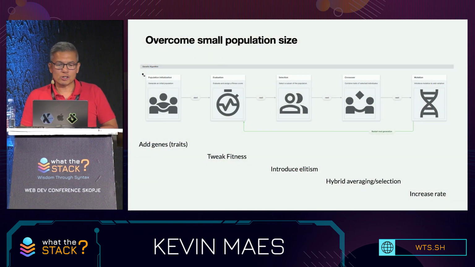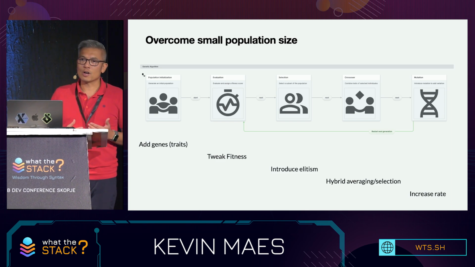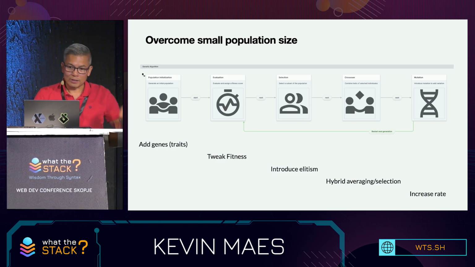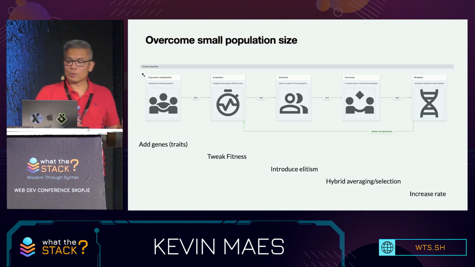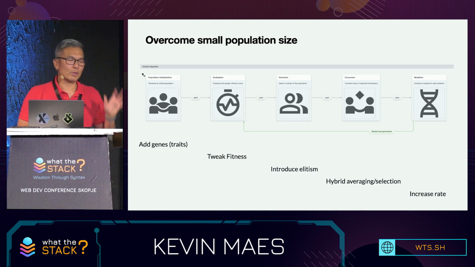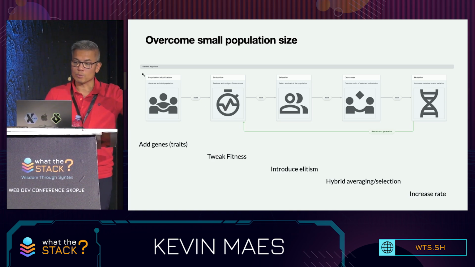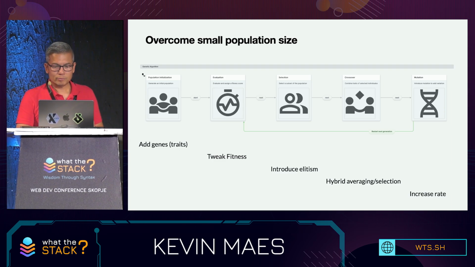The population's larger, but I also tried to think of other ways I might be able to tweak the GA to overcome a limited population size. Maybe adding more genes, tweaking the fitness function, introducing elitism, where you still use a roulette wheel, but then you do reserve some spots for the best performers to guarantee that their genes will be passed on. Maybe other forms of crossover, or changing or increasing the mutation rate.